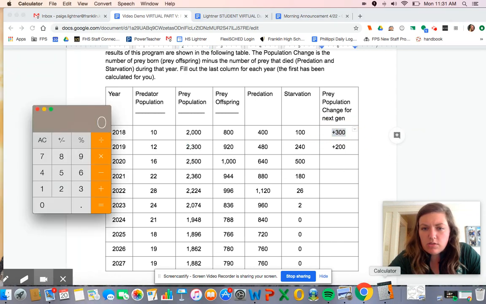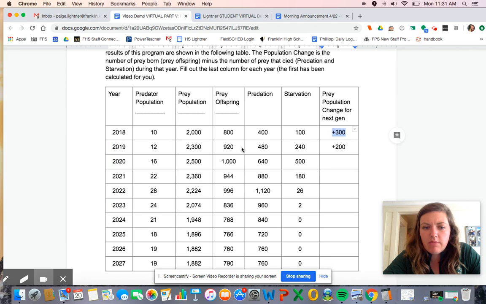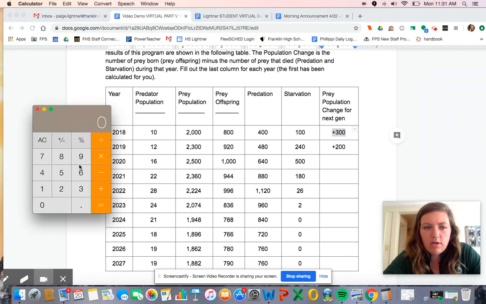But I'm going to just go through this calculation again of how I got this positive 200 number. So again, in 2019, I'm going to have 920 born. So I'm going to put 920 in my calculator. And then 480 are being preyed upon. So I'm going to subtract 480, they're being eaten. And then I'm going to subtract 240 that are dying of starvation. So here, now I have 200.